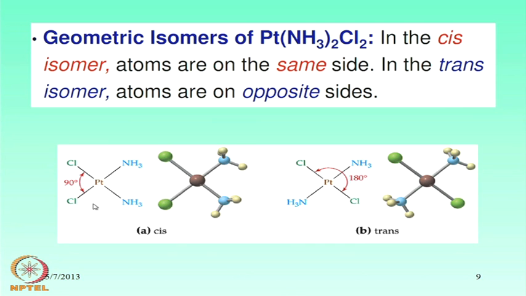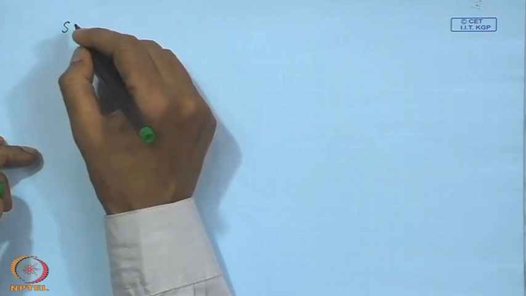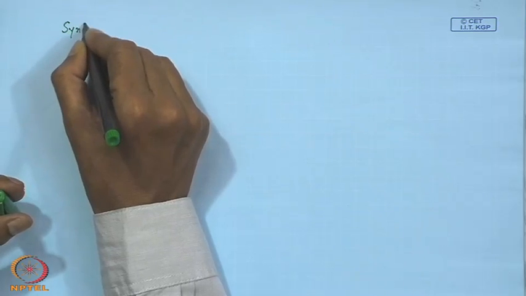This is what we have just seen: in the cis platinum compound, the Cl-Pt-Cl bond angle is around 90 degrees, and in the other case, the Cl-Pt-Cl bond angle is 180 degrees. So, these two compounds have the same composition, but the synthesis of these two compounds we will discuss separately.